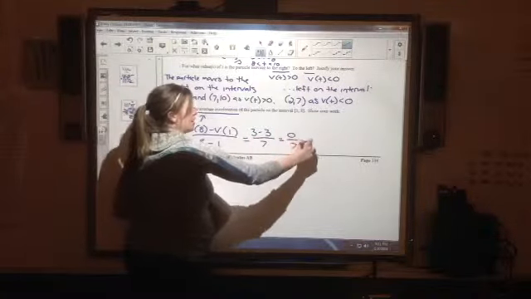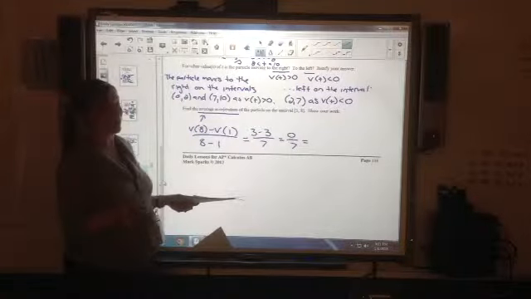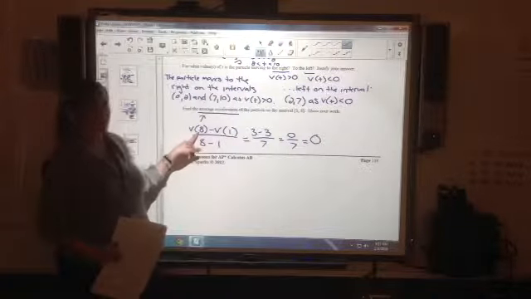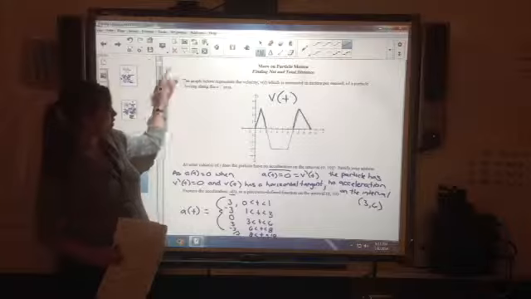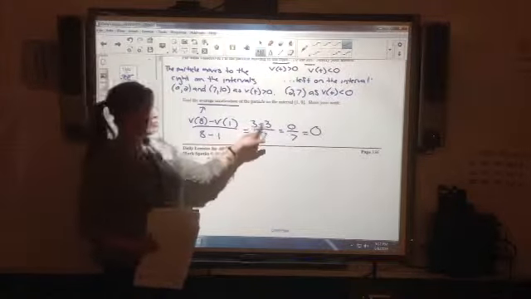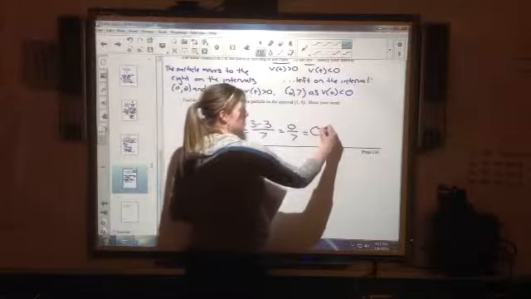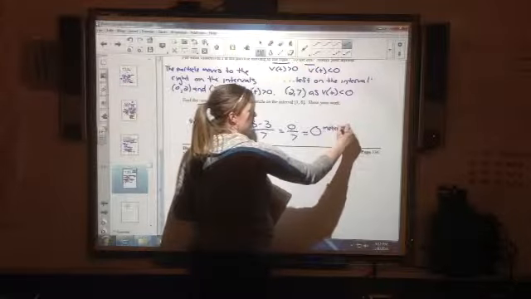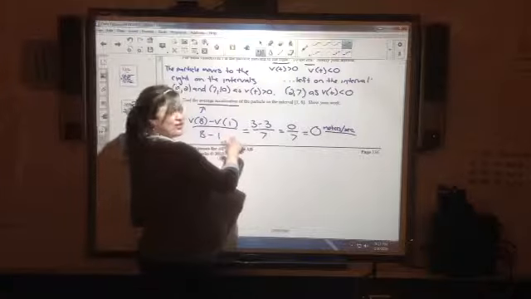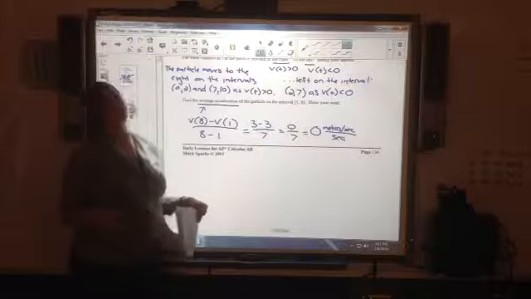0 over 7. This one, you have to have units because I was given units to start out with. Velocity was given in meters per second. So this one, 3 minus 3 would be 3 meters per second minus 3 meters per second. I get 0 meters per second over 8 minus 1. This was dealing with seconds. So meters per second, or you could say meters per second squared.